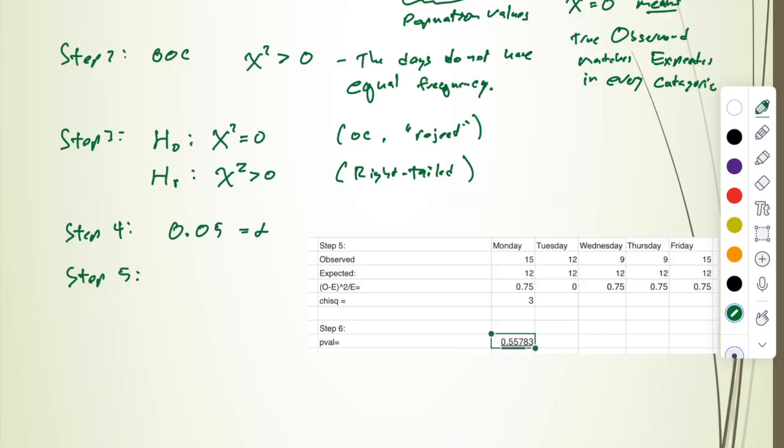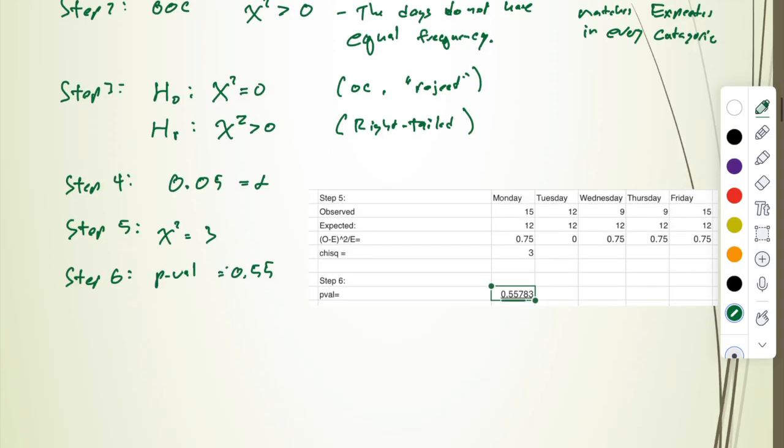Okay, so my chi-squared test statistic is 3, and my step 6 p-value is 0.55. Now my data is not unlikely. It's likely, assuming equal true distribution.